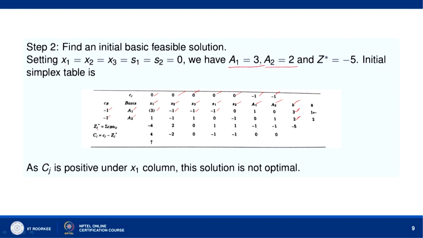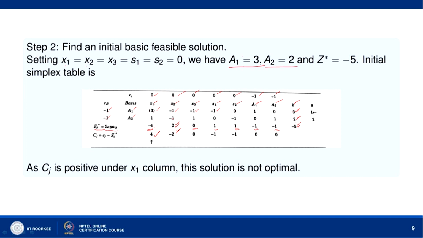Now, we find zj star, the sum of cb times aij. So, minus 1 into 3 is minus 3, minus 1 into 1 is minus 1. So, the total is minus 4, we subtract minus 4 from 0, we get 4 here. Similarly, minus 1 into minus 1 is plus 1, minus 1 into minus 1 is plus 1, 1 and 1 is 2, we subtract 2 from 0, we get minus 2. Similarly we get zj star here as 0, here 1, here 1, here minus 1, here minus 1, and here minus 1 into 3 is minus 3, minus 1 into 2 is minus 2. So, we get a total of minus 5.